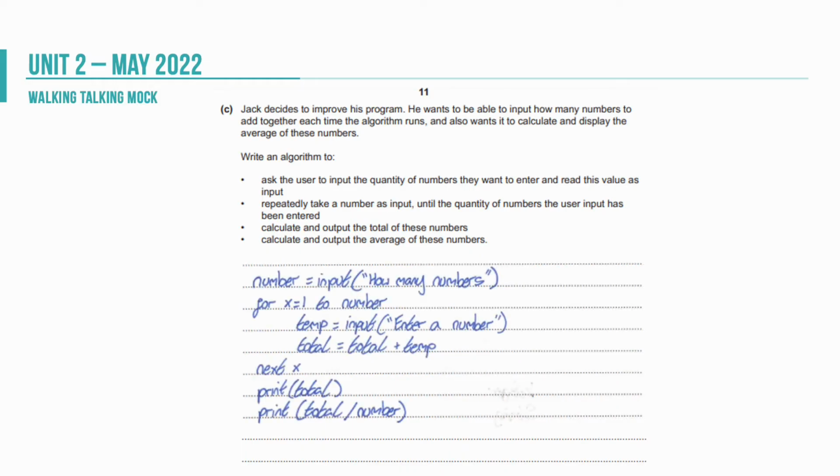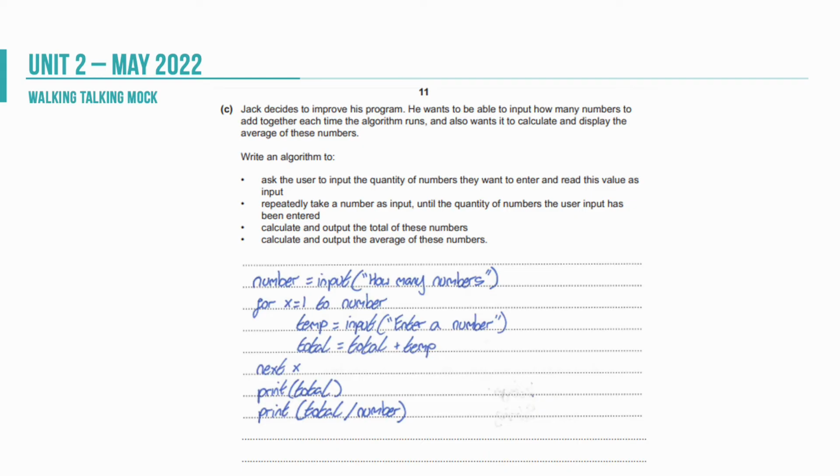This is a model answer. Number equals input how many numbers. That's how many numbers do they want to type in. I've then put for x equals 1 to number. So if they type in 10, I'm going to go from 1 to 10. Temp equals input, enter a number, and then I need to keep track of the total. So my total is going to be total plus temp each time.